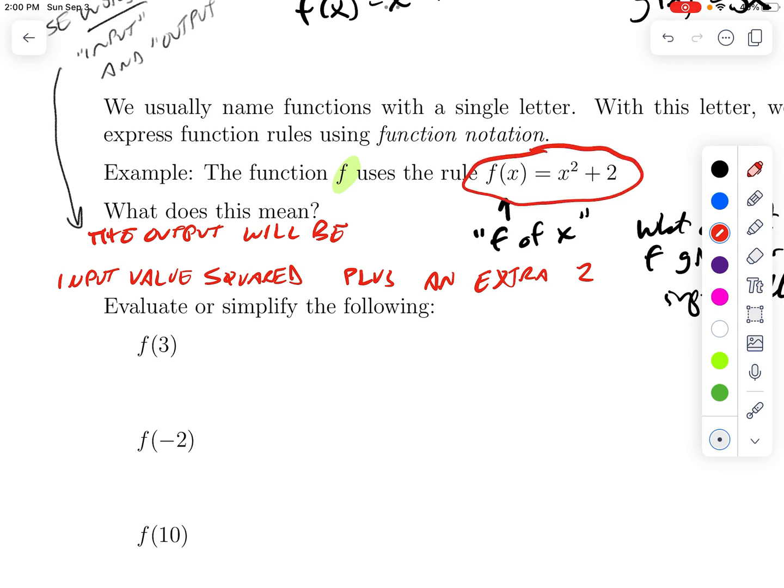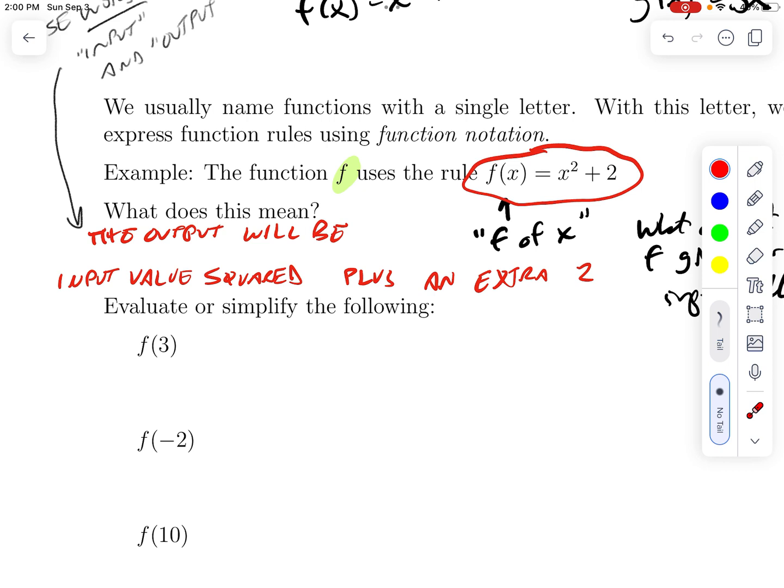I have an input called x. What am I doing? I'm squaring that input and adding 2. Don't get caught up on the name x. The rule being described here is square the input and add 2.